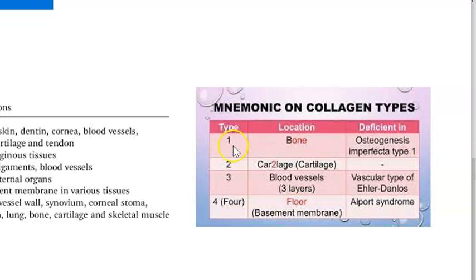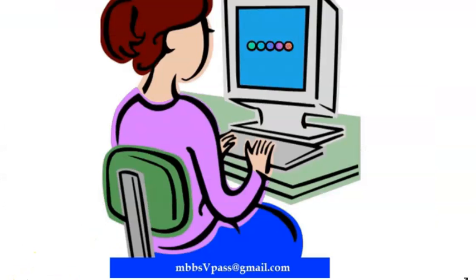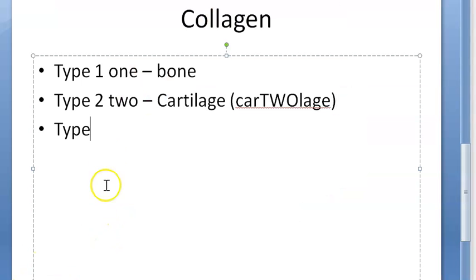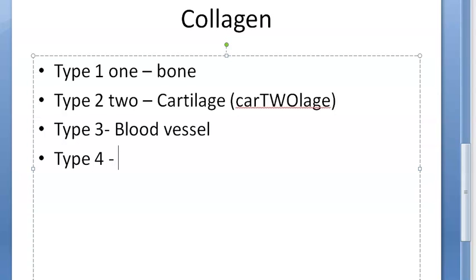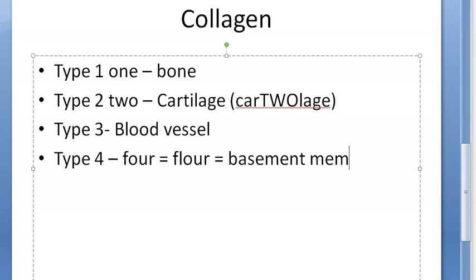But look at this mnemonic. Type 1 is in bone. Type 2 cartilage. Type 3 is blood vessel. Type 4 is floor, basement membrane. 4 for floor. Okay. Did that get too much, guys, for you? Anyways, let's get back to what we were doing. 3 is, what did they say? Blood vessel. All three layers, something like that, they wanted to remember. Type 4 is like floor. 4 is like floor. So, it is basement membrane.